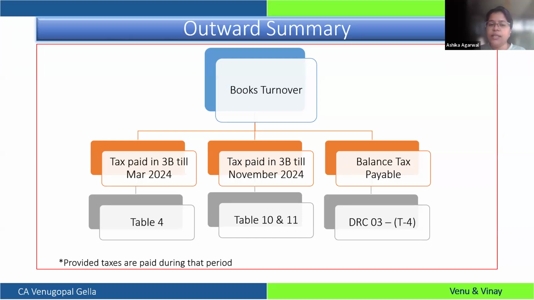So within the year 23-24 will be taken care of by table 4 and table 5. After the period impact, that is from April to November, will be taken care of by part 5, table 10 and 11 with respect to outward.